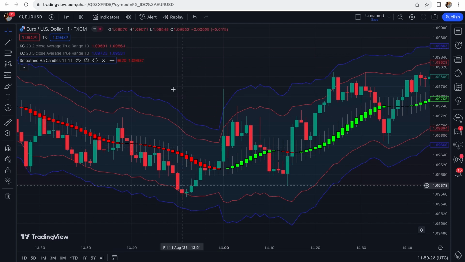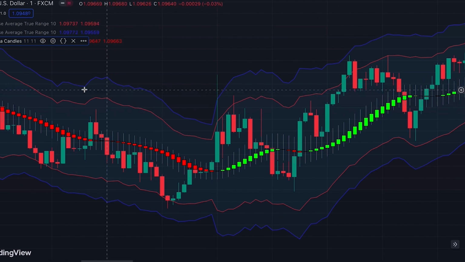As you can see, we have 2 Keltner channels on this chart, one with multiplier 2 and the other with multiplier 3, and this is actually considered an extreme level for the price. So this area is considered our overbought zone, and this area is considered oversold zone. In times that the price is declining and it reaches this oversold zone, we focus on our Smoothed Heiken Ashi candles. We wait until we get the first green candle.